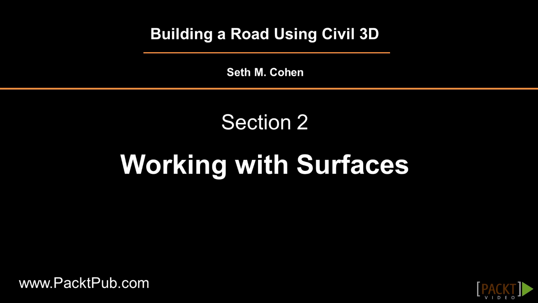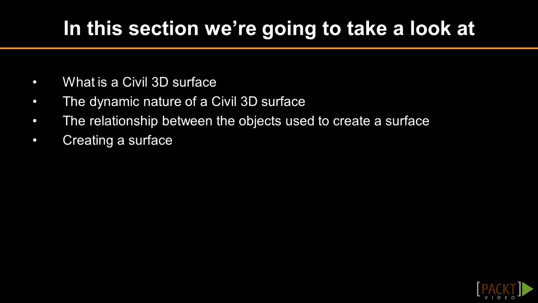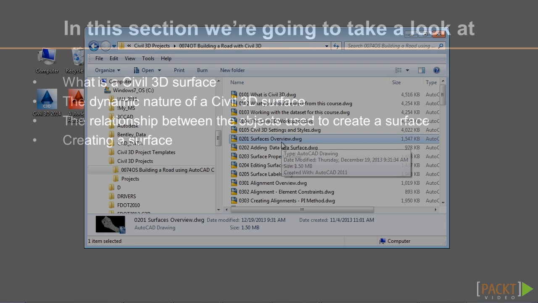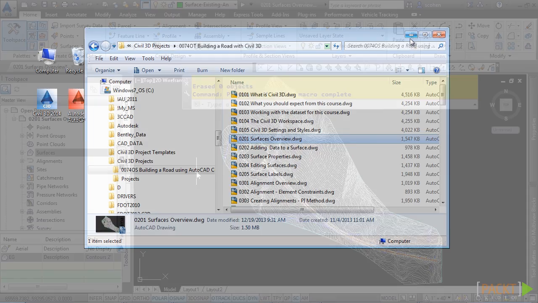Welcome to the first video of Section 2, an overview of surfaces. Upon completion of this video, you will have an understanding of what a Civil 3D surface is and how to create a Civil 3D surface. If you'd like to follow along with this video, please open the file 0201 surfacesoverview.dwg located in the training folder as discussed in the Working with the Dataset for this course video.